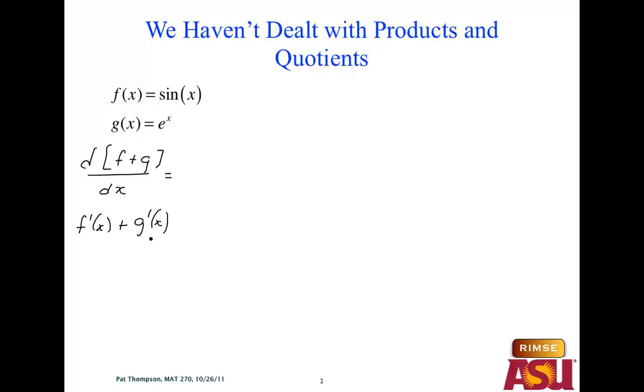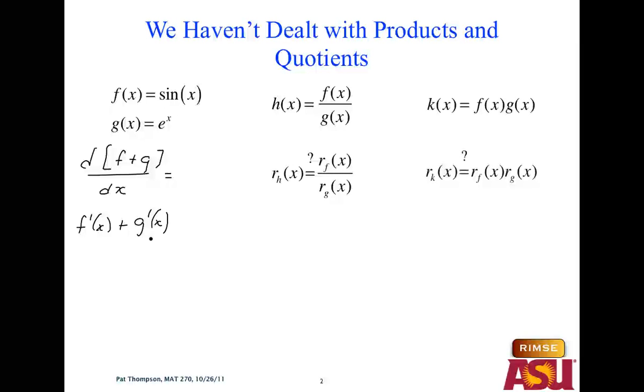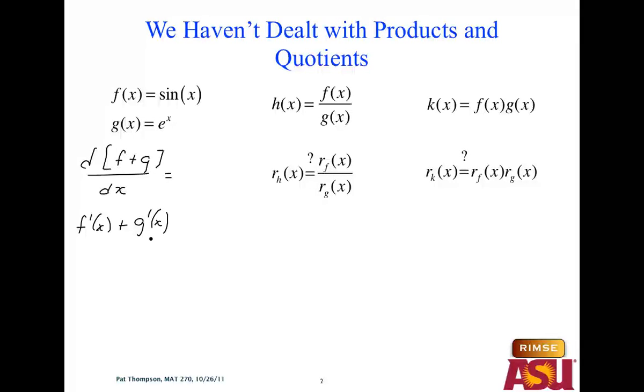Okay. So what is the rate of change of h if h is the quotient of the two functions? What's the rate of change of h? It's the rate of change of f divided by the rate of change of g, right? And then the rate of change of the product is the rate of change of the first times the rate of change of the second, right? Wouldn't it be nice? No, that's not it.